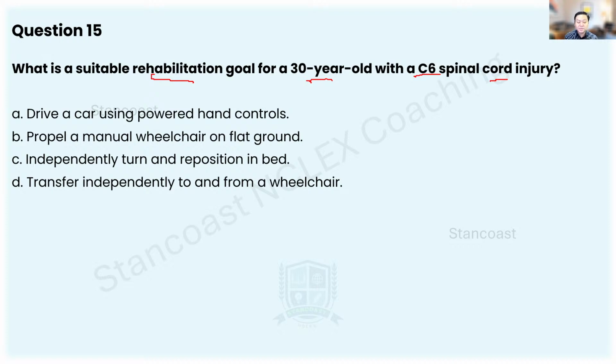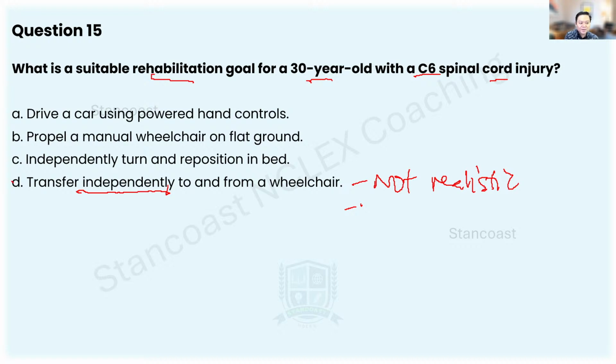Okay, while waiting for your answers, I'm going to start rationalizing. Letter D, transfer independently to and from a wheelchair. Well, the word is independently. This is going to be difficult because this is going to require more advanced skills. This is not realistic. The patient here, again, will require more advanced motor skills. This is something that is not going to be appropriate this time.